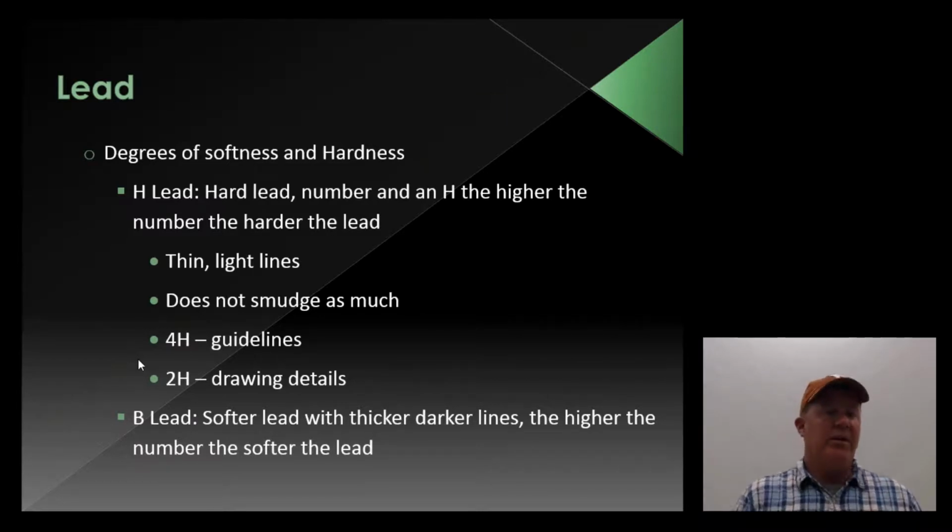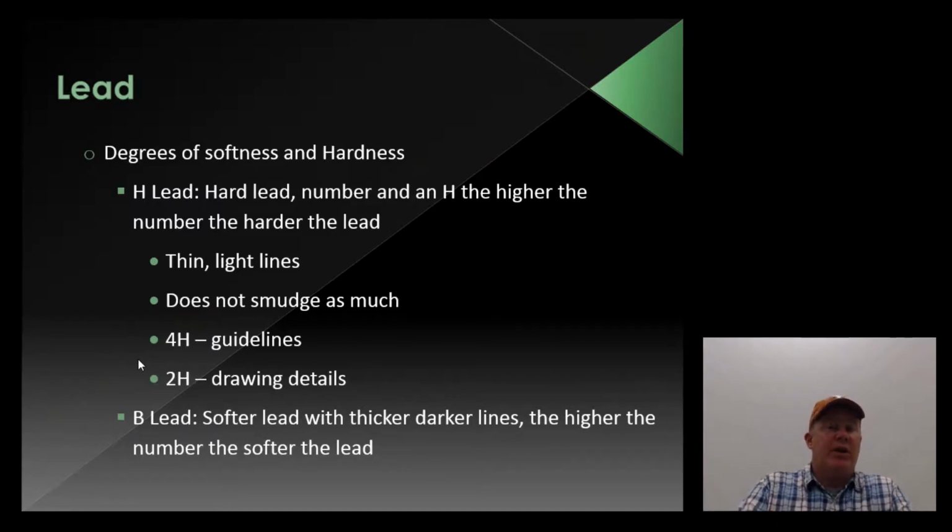When we have H lead, it's hard. The number and the H: the higher the number, the harder the lead. It produces a thin, light line. It does not smudge as much because it's hard. The softer the lead, the more it can. I've seen the base of my finger and the base of my palm just black from lead. Same thing with my students. And when you run across your paper, that is going to create a smudginess.